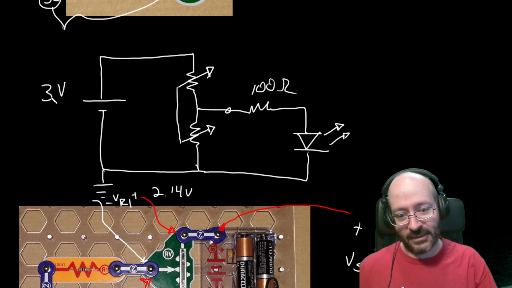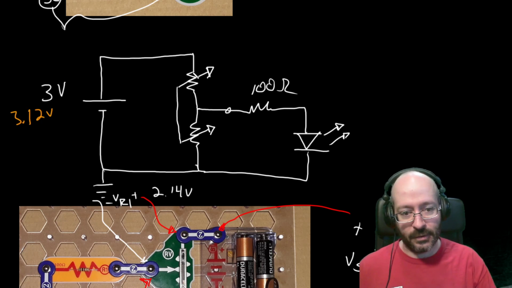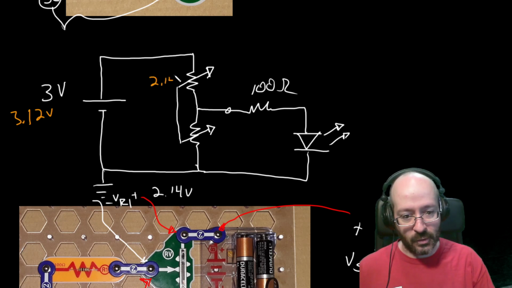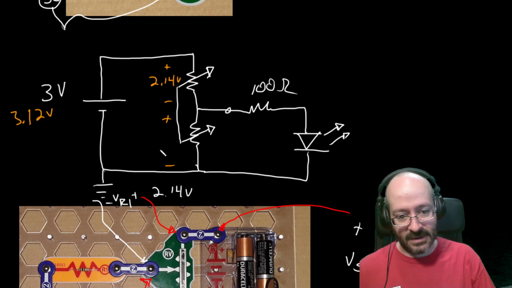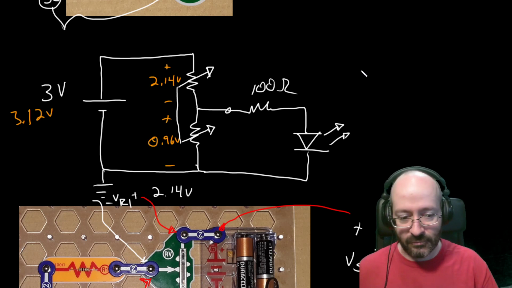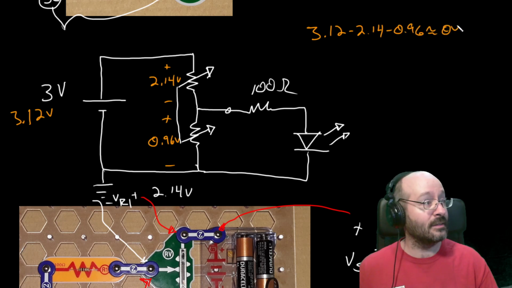In that potentiometer, so here's the 3.12. So here's some measured values. I'll put them in orange. 3.12 volts. Over here we had 2.14 volts. And the way I had you measure that, that's the polarity. And then down here is 0.96 volts. Okay, those are all going to add up, or be reasonably close to adding up. So 3.12 minus 2.14 minus 0.96 should be approximately 0.